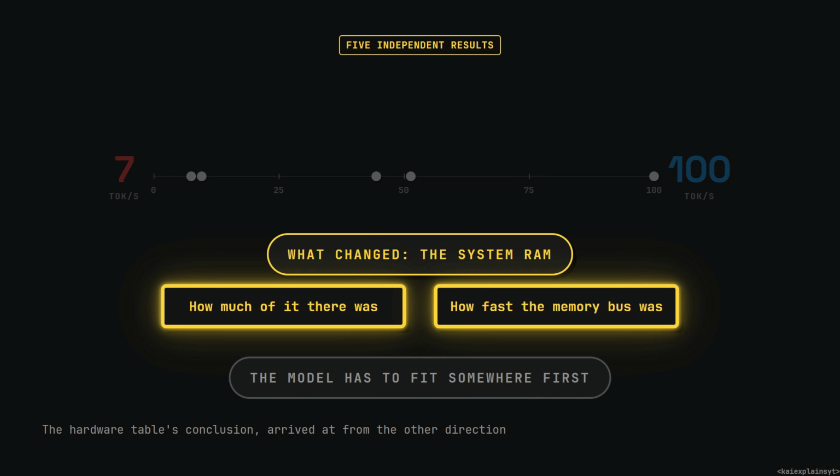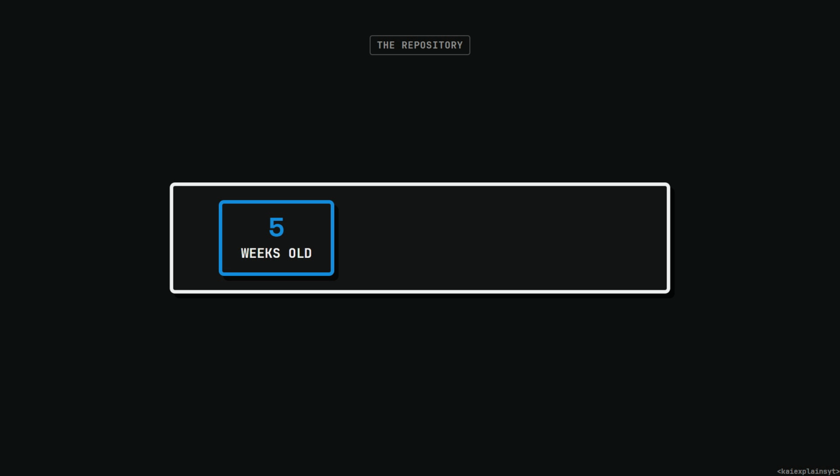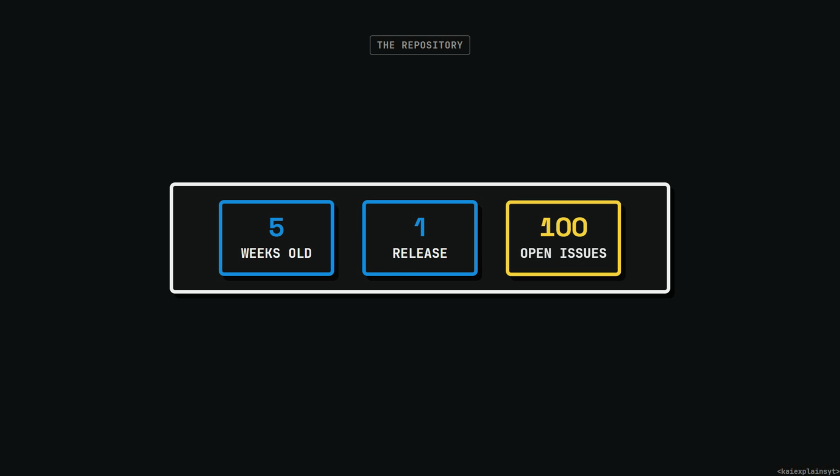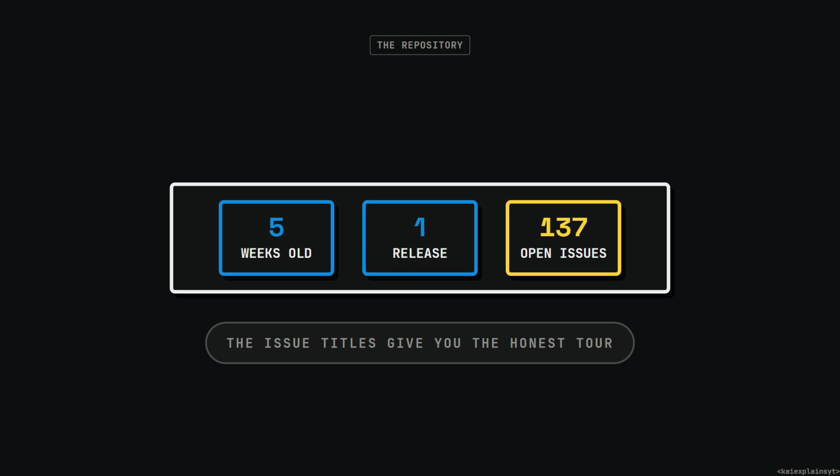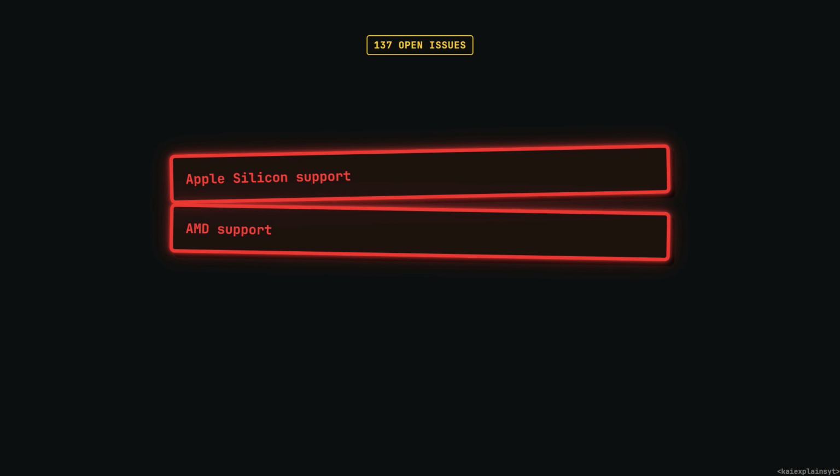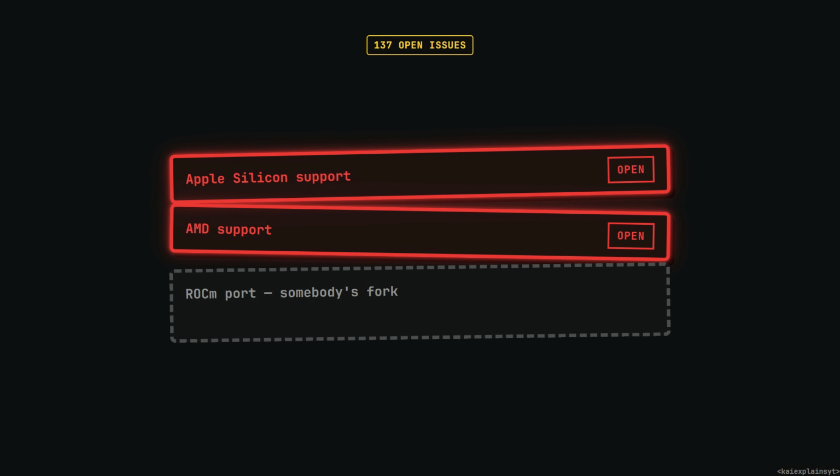The other thing to sit with is that the repository is 5 weeks old, with 1 release and 137 open issues. The issue titles give you the honest tour. Apple Silicon support and AMD support are both still open feature requests. The only ROCm port is somebody's fork, posted with the words, "Windows only for now, test please."